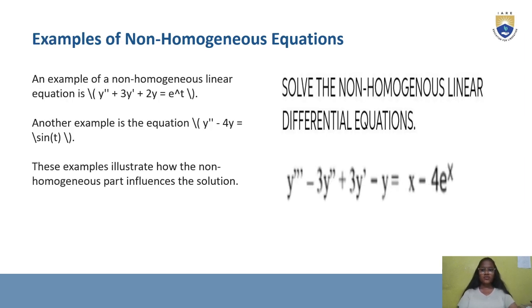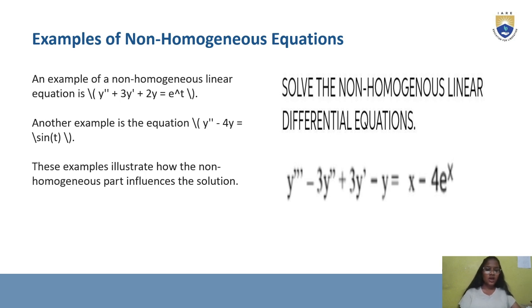Now let us see some examples of non-homogeneous equation. An example of a non-homogeneous linear equation is y double dash plus 3y dash plus 2y is equal to e to the power t. The right hand element is not 0 as we know. Another example is y dash minus 4y equal to sine t, meaning again the right hand element is non-homogeneous because it is a non-zero element. These examples illustrate how the non-homogeneous part influences the solution.